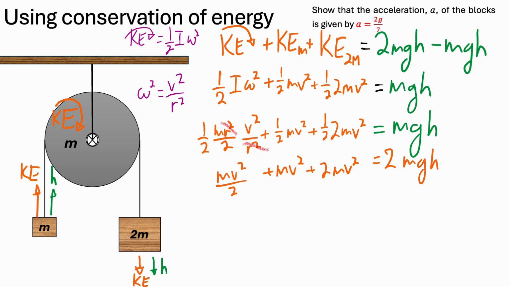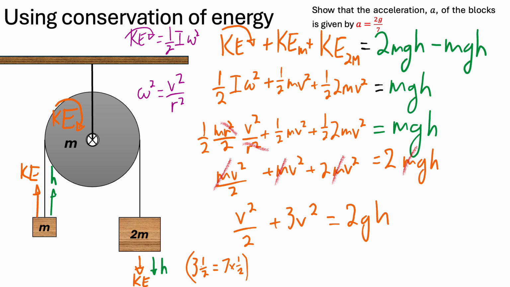That gives us this expression. Then the next thing is cancelling all the masses to simplify things a little bit. This leaves us with half v squared plus 3v squared equals 2gh. And because 3.5 equals 7 over 2, that's where the 7 comes from. It confused me a bit when I first saw this problem. So that gives us 7/2 v squared equals 2gh.